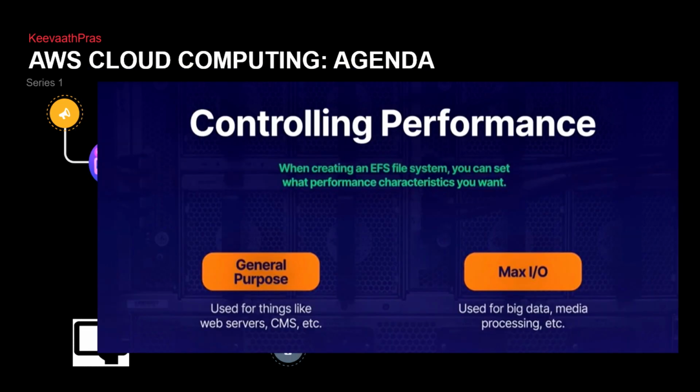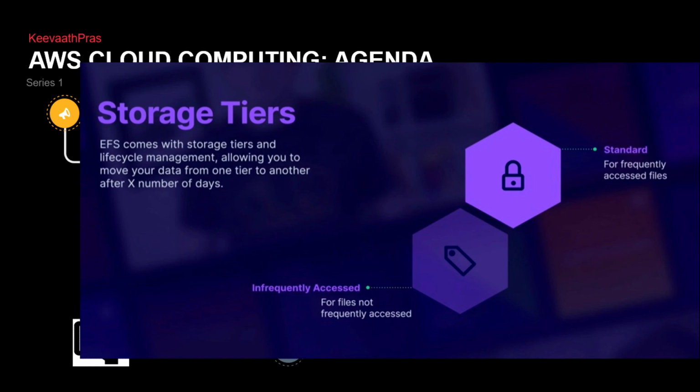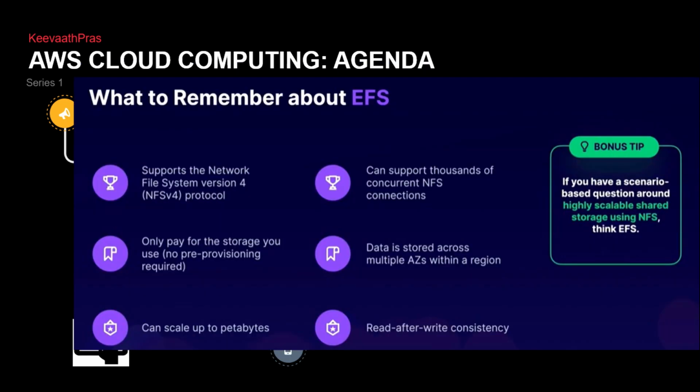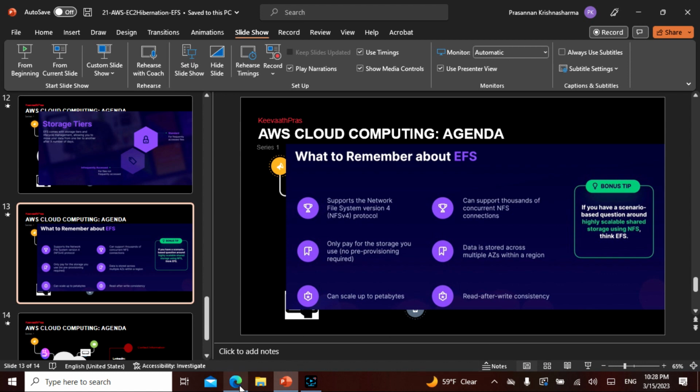All right, so we have two things. You can set what performance characteristics you want, a general purpose or a maximum I/O, which is used for big data, media processing, etc. The storage tier allows you to move from one tier to the other, which is basically standard and infrequent access, which you have already seen. Before we go there, let's go to the hands-on lab and see what it is.